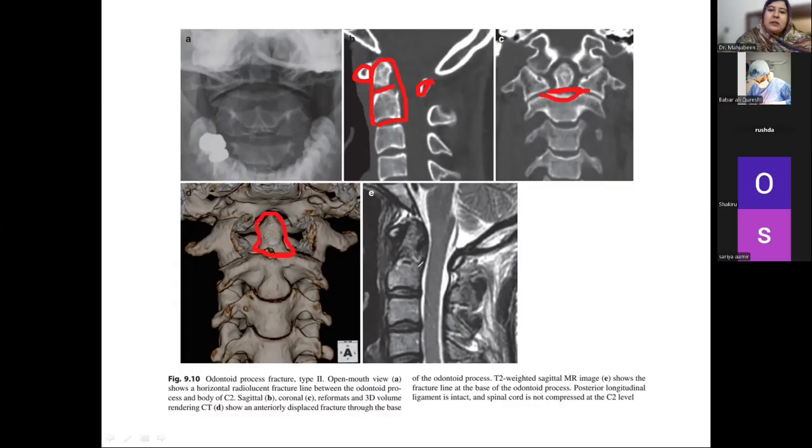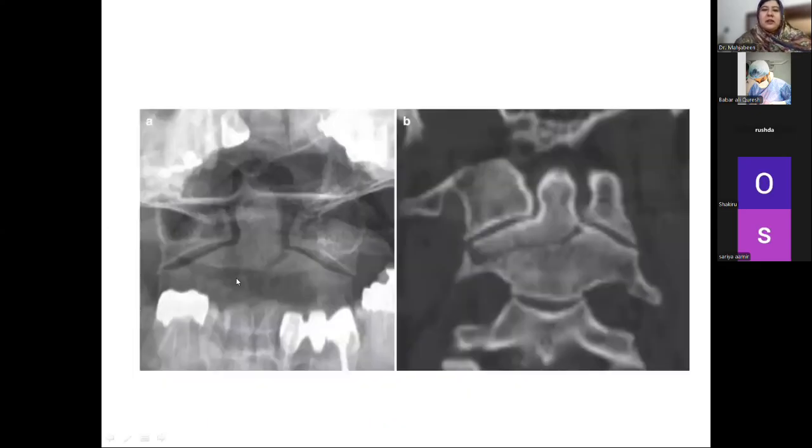This is an MRI, we'll see it in detail tomorrow, but this is how it appears. Actually, bony anatomy is not very clear on MRI, but you can have some kind of bony changes if there is a fracture. So this was about the odontoid. This is a better picture of the open mouth odontoid view.